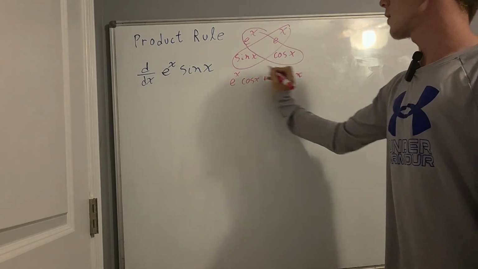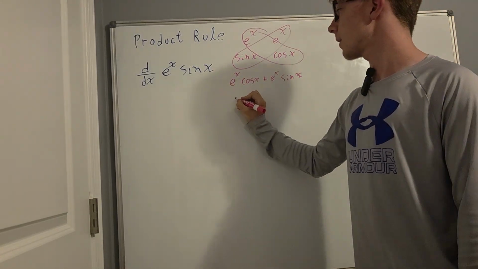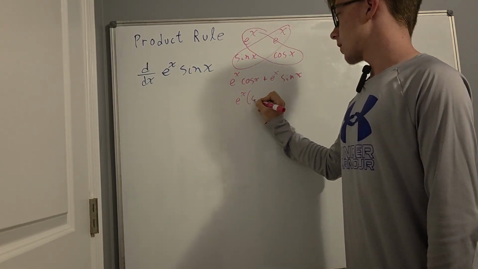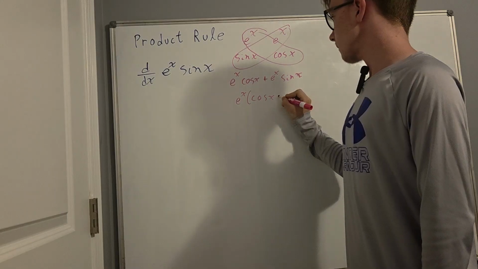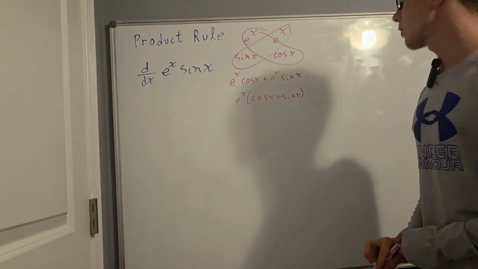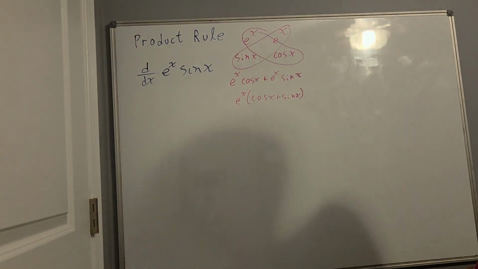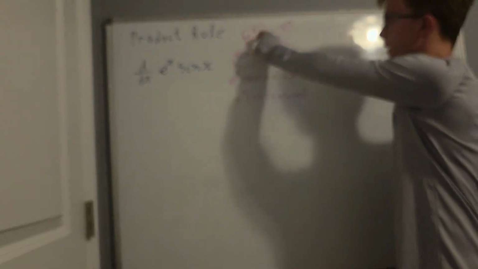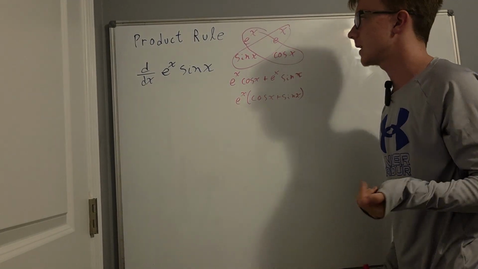Now, if you notice, you can actually take a factor out of this, which will be e to the x. They both have a common factor of e to the x. So now it's just cosine x plus sine x. Right? That's pretty simple. Now, if you look here, you can take that e to the x out because both of them are going to have a factor e to the x.